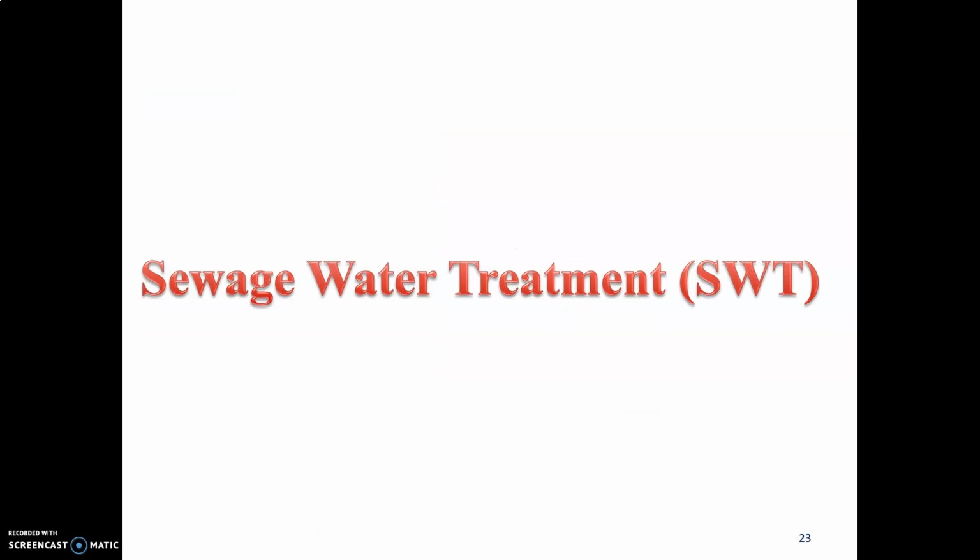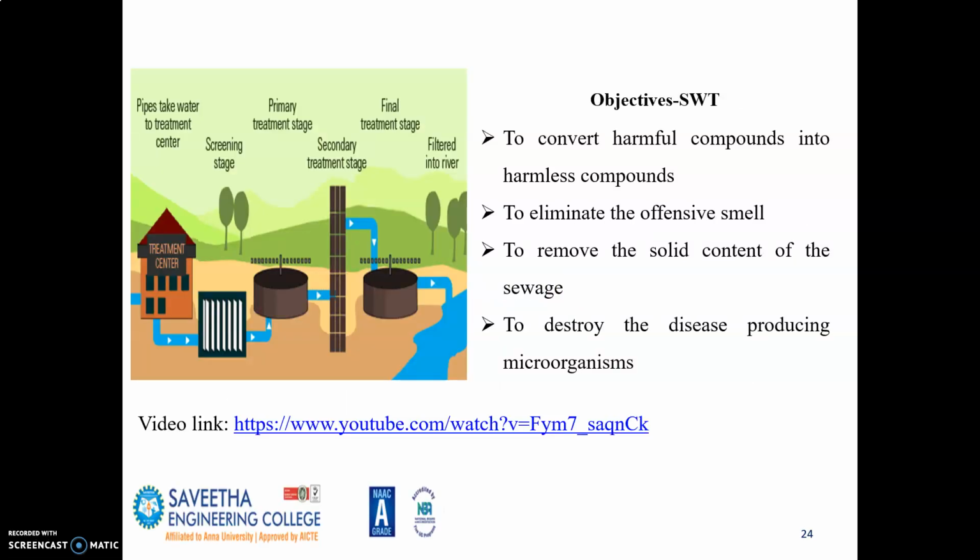Sewage water treatment. The main objectives of sewage water treatment are to convert the outflow into a completely harmless form, eliminate the offensive smell, remove the solid content of the sewage, and destroy disease-producing microorganisms. Here I provide a link for your view so that you can understand the in-depth mechanism involved in sewage water treatment.